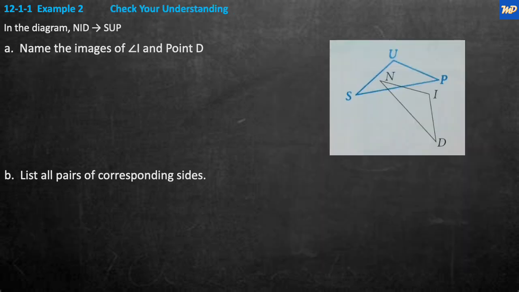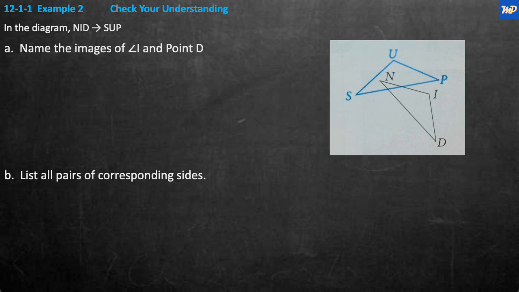Okay, example 2 for check your understanding. It says in the diagram, NID changes to SUP, right? So there's a transformation going on. We don't know, we're looking at it, we'll try to figure out what we're looking at. So it says check your understanding. There are two problems. Look at these two triangles and try to answer these questions.